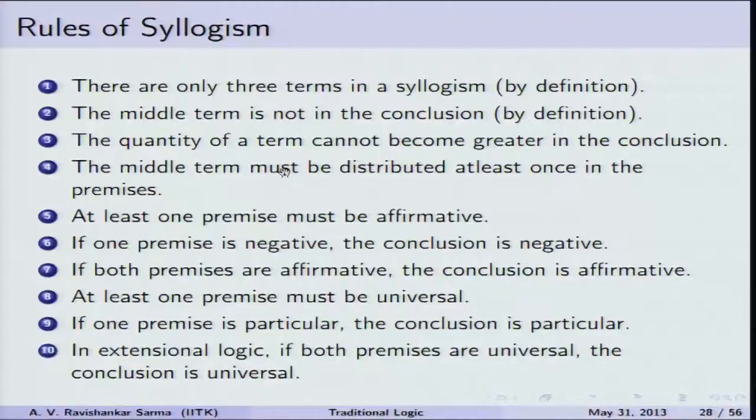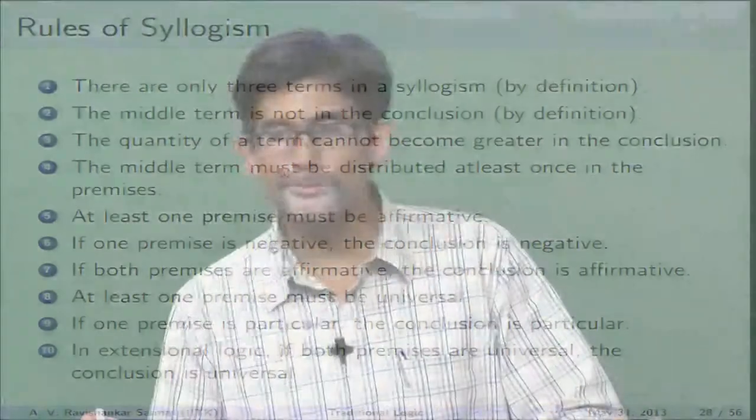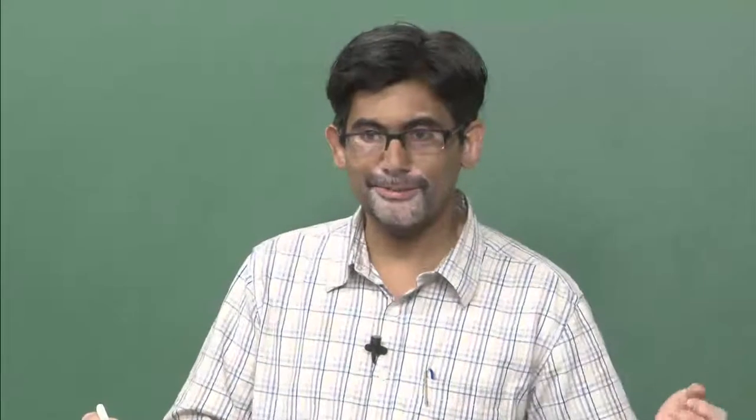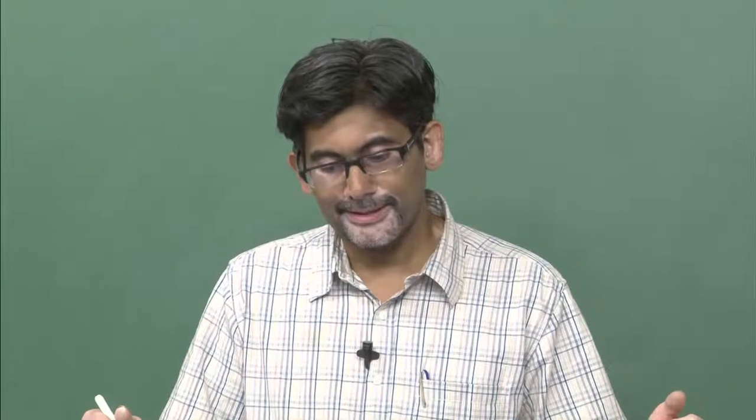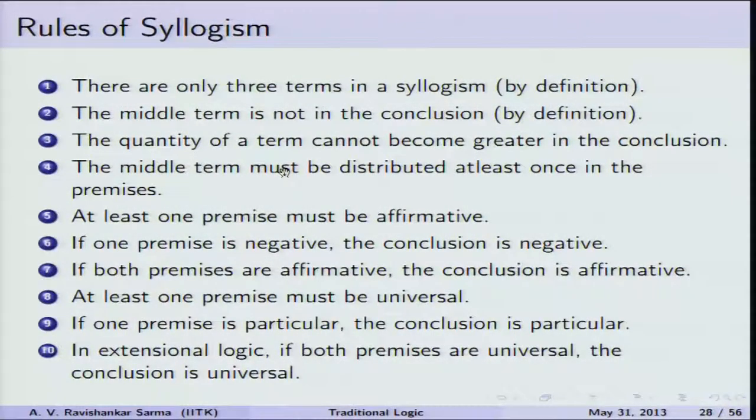The third rule is that the quantity of a term cannot become greater in the conclusion. So if there are two A propositions, the conclusion cannot be an E proposition. For example, if you have two particular propositions, I propositions, the conclusion cannot be a universal proposition. The quantity of a term cannot become greater in the conclusion.